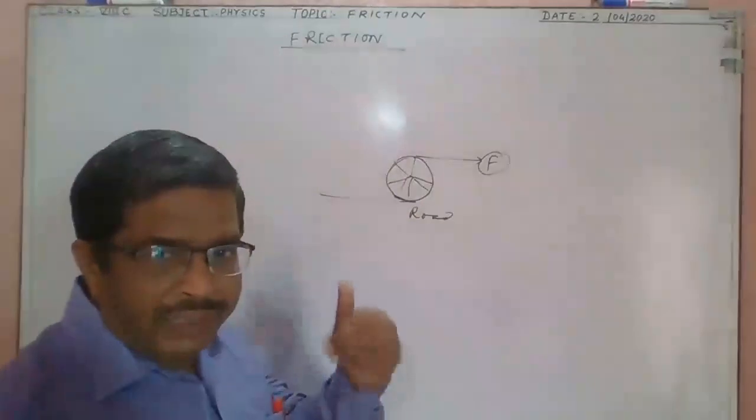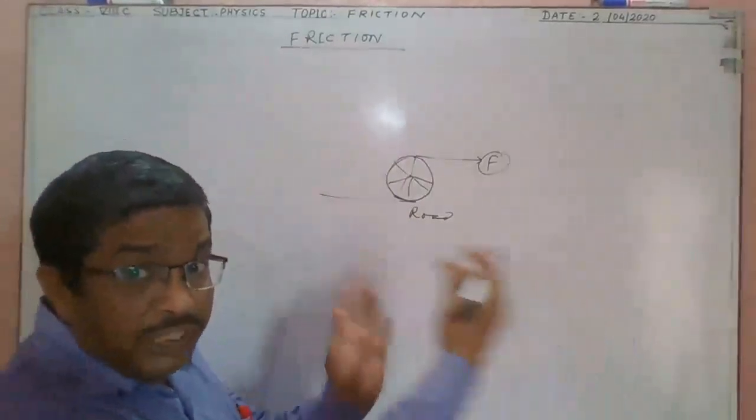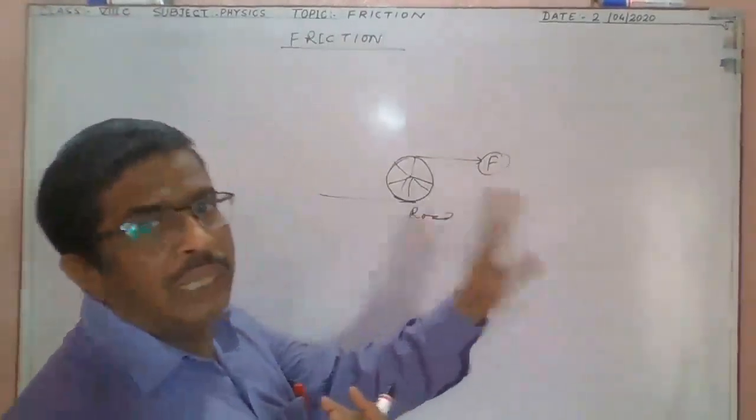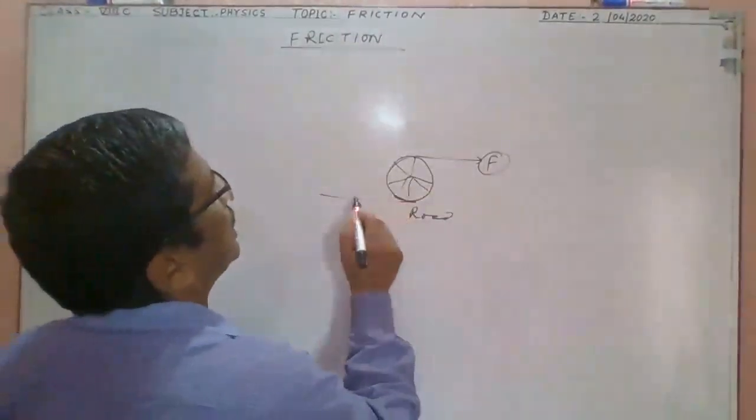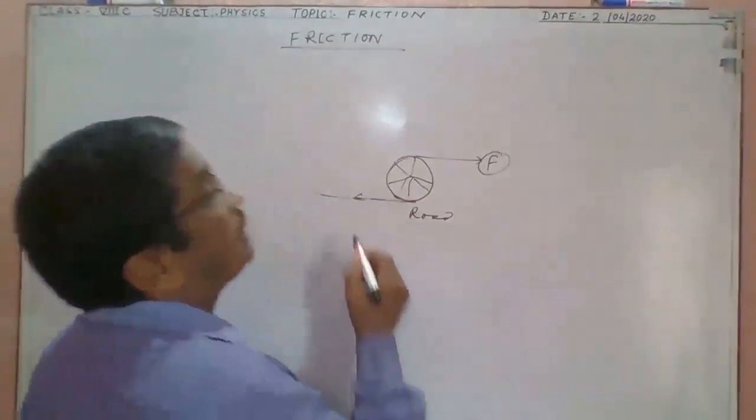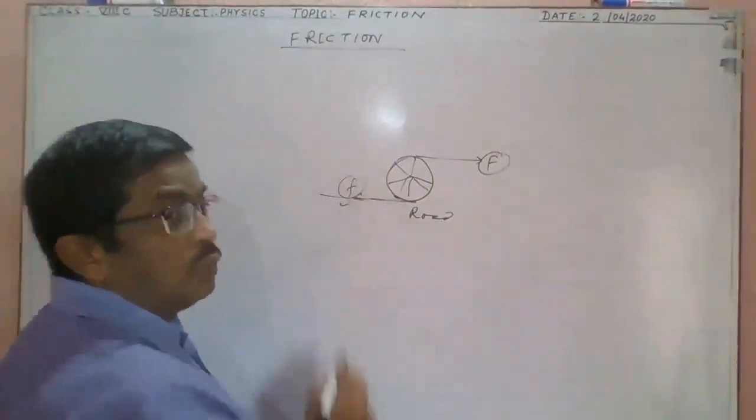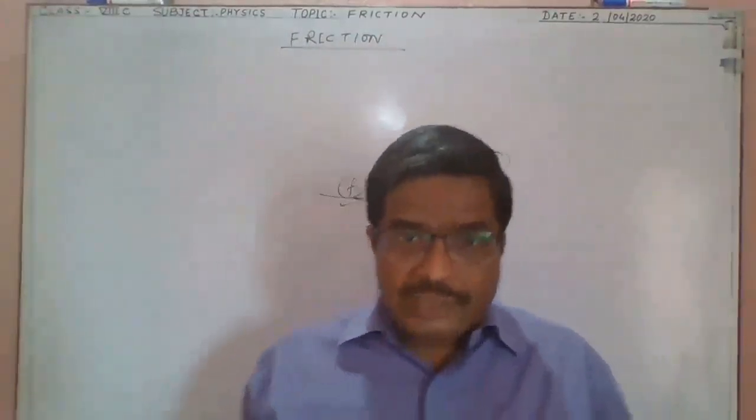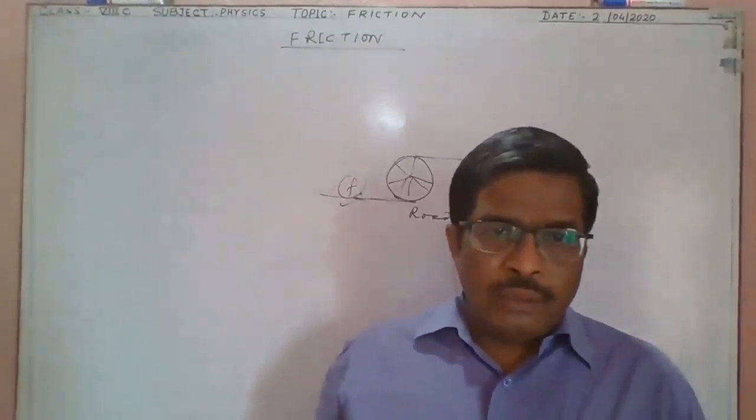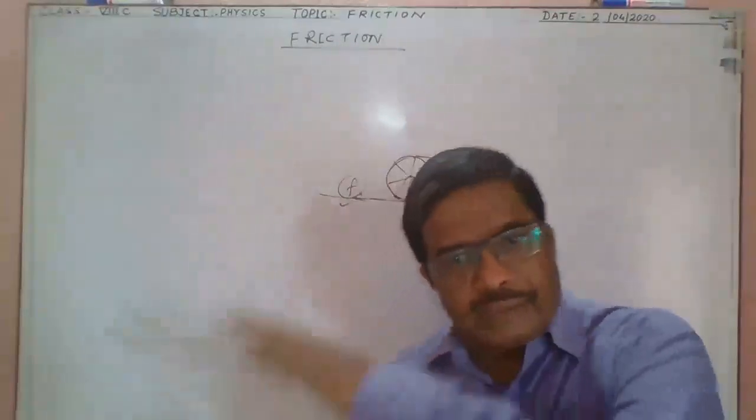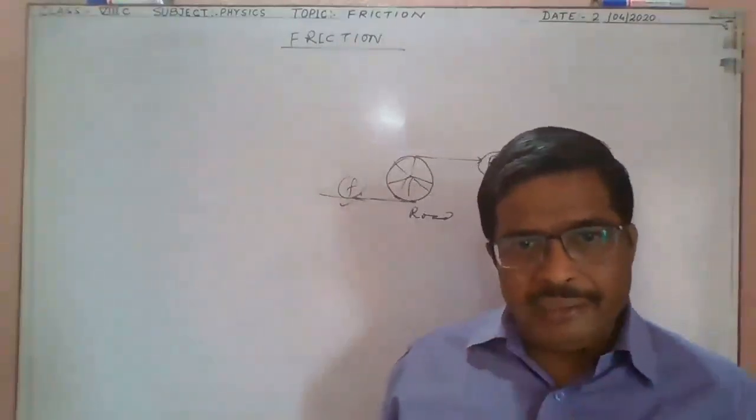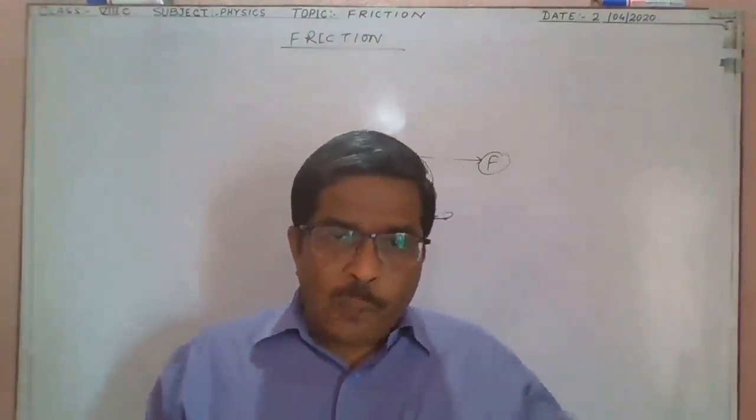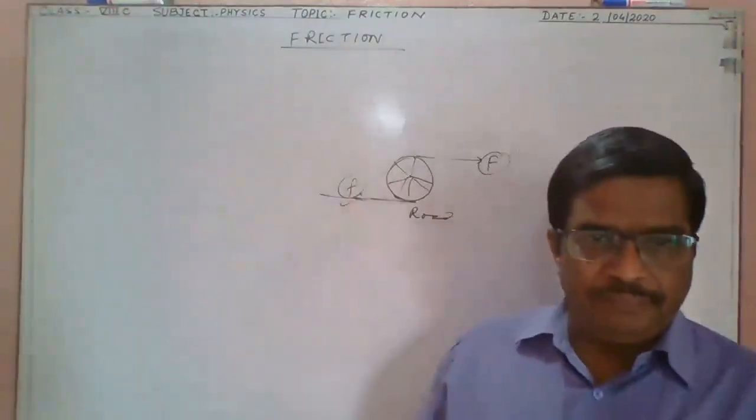Obviously, there is a force which acts in the opposite direction, which opposes the motion of the cycle or the ball. That is called frictional force. So frictional force is a contact force which arises or is produced when two surfaces come in direct contact. And the nature of frictional force is always to oppose the relative motion between them.